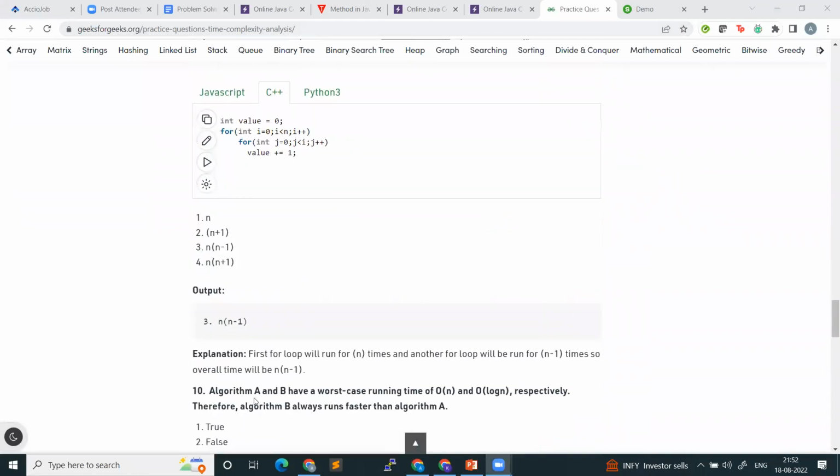Answer ही दिखा दिया. Okay. So algorithm A and B have worst case running times of big O of n and big O of log n. Can you say that algorithm B always runs faster than algorithm A? Answer दिख गया. ठीक है, logically सोचो. If I say big O of n and big O of log n, can you always say that big O of n is better than log n? No. I can only say that big O of log n is better than big O of n at large values of n. So it will be false, right?